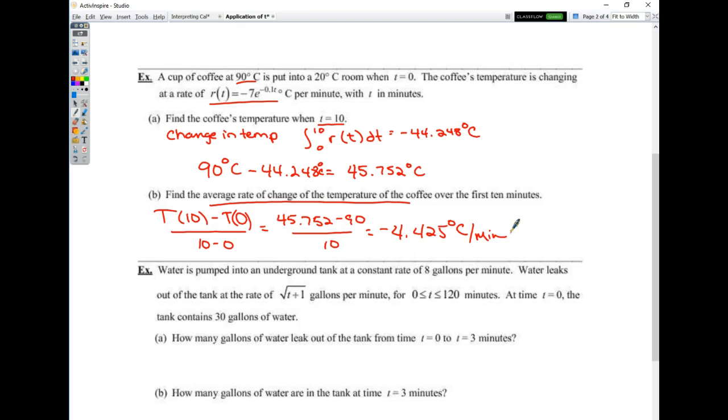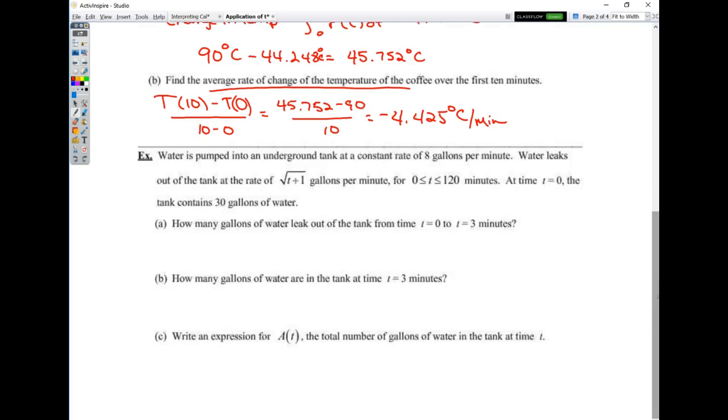Which leads me to the very final question here, and this is a bit of a doozy. Water is pumped into an underground tank at a constant rate. Water leaks out of the tank at a rate of, oh my goodness, so we've got a situation where I've got water going out, water coming in, and wait, there's more. At t equals 0, we have 30 gallons of water in the tank. This is what is lovingly known as the rate in, rate out question. They are not hard, they are not bad, but they are things that we have to be aware of.